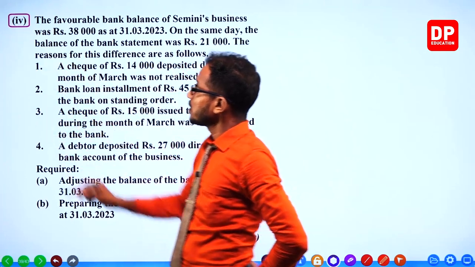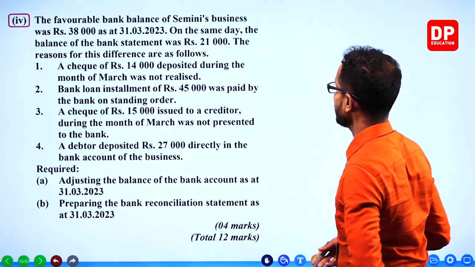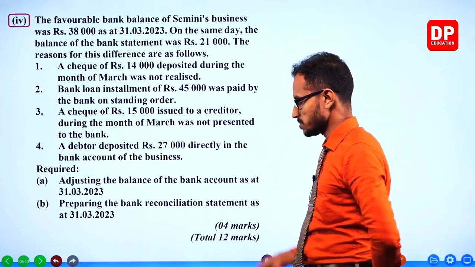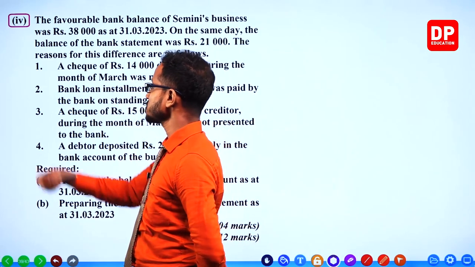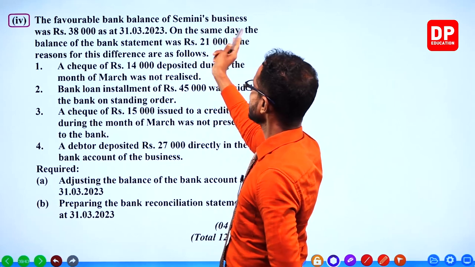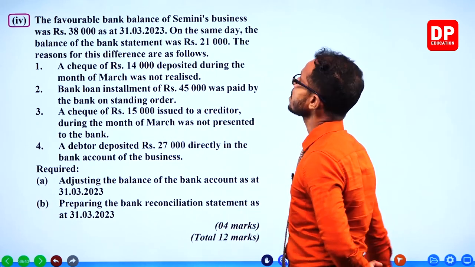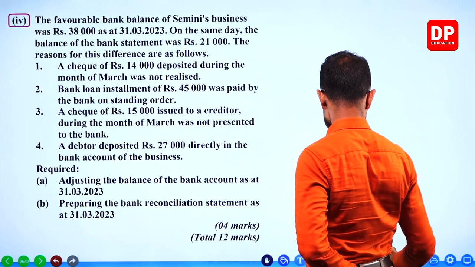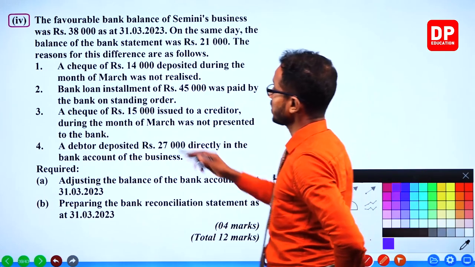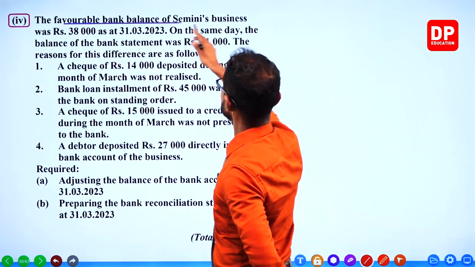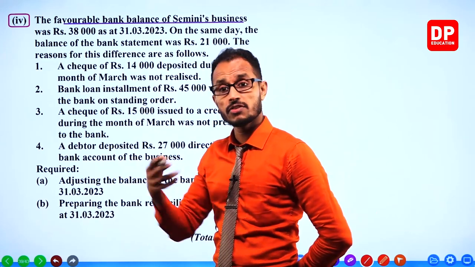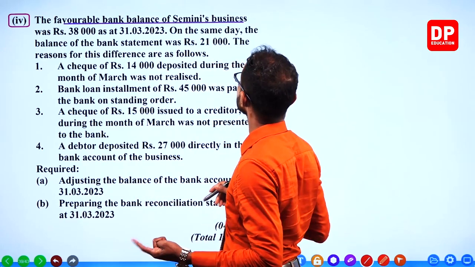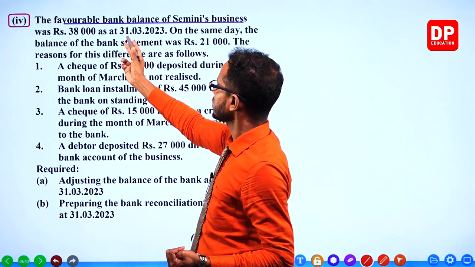Sixth one. Favorable bank balance in the business, 38,000. It's a bank reconciliation question. It's not a big deal. The favorable balance is given as 38,000 in the business bank account. It's a debit balance of the business bank account. Favorable means cash is there. How much? 38,000.